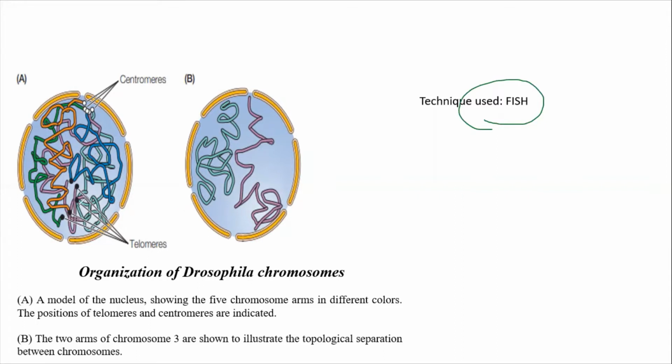Yes. Can you see? These are the telomeres. Here, these are the telomeres and here the centromeres. So you can see that they are present towards the inside of the nucleus. Okay. Now in this figure, they have just shown that this is one arm of the chromosome and this is the second arm of the chromosome, just to show that they're topologically separated.